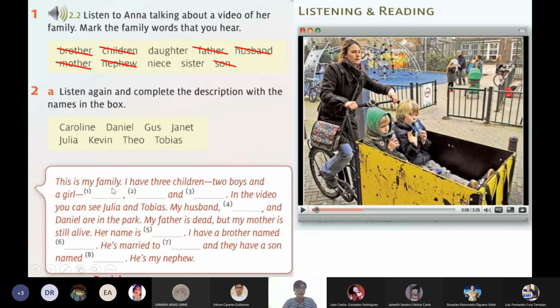Okay, perfect. Daniel, Tobias, and Julia, right? Thank you so much, Janet. That was correct. Abigail, what about number 4? In the video, you can see Julia and Tobias. My husband, Kevin, and Daniel are in the park. Perfect. Thank you so much, Abigail. That's correct. My husband, Kevin, right? Let's go with Fernando. Fernando, please. Could you tell me about number 5?